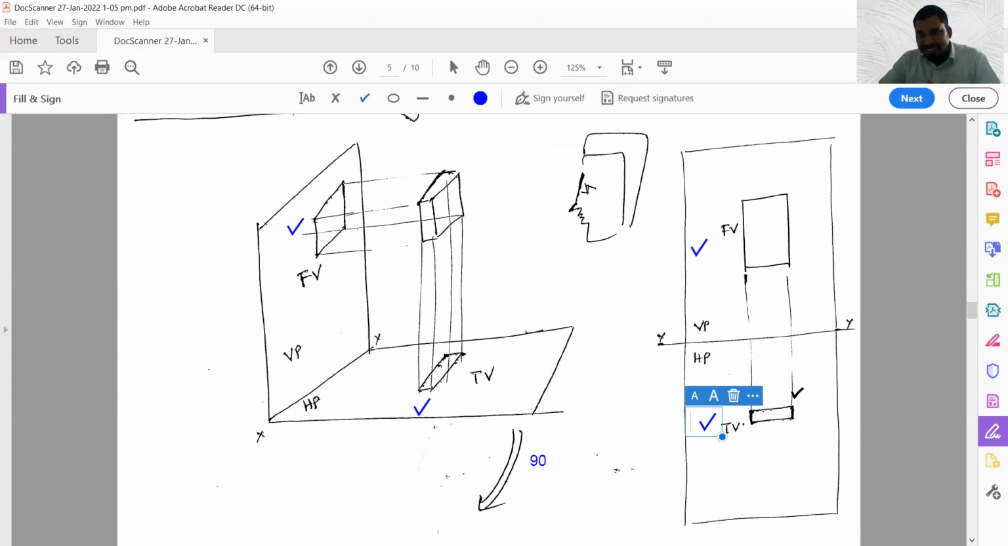So on your drawing sheet, if you want to prepare front view and top view, this is the procedure to be followed. The horizontal plane has to be rotated through 90 degrees. Then finally you will get an image. That image or diagram you have to prepare on the same limits of the front view.